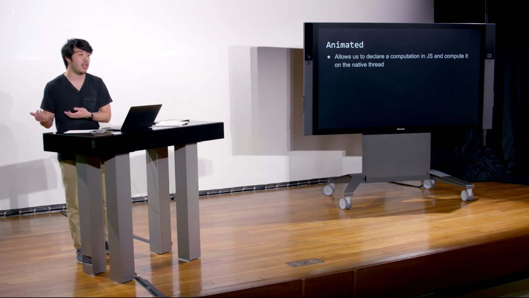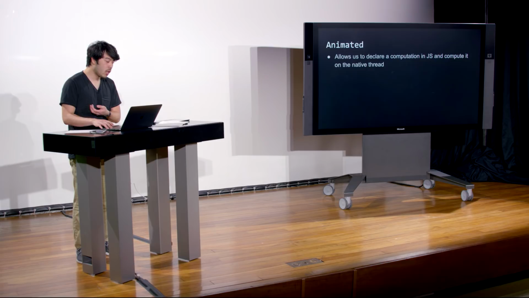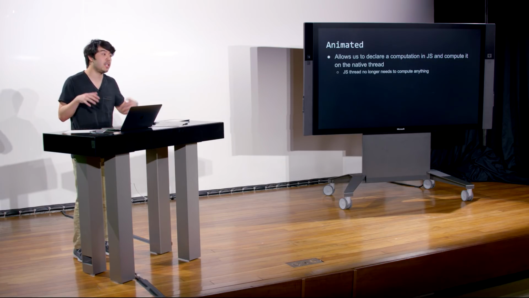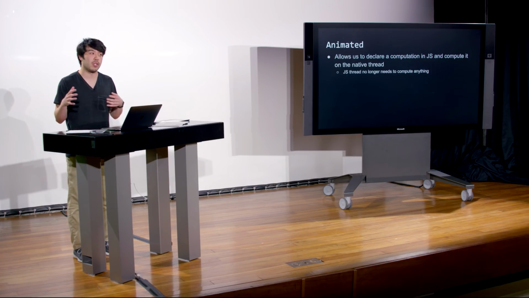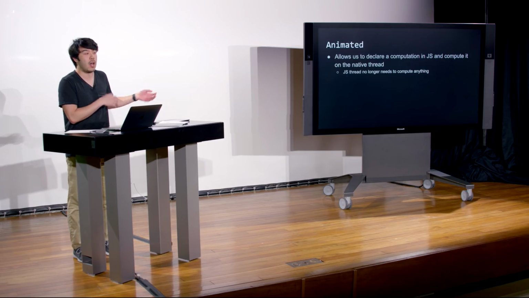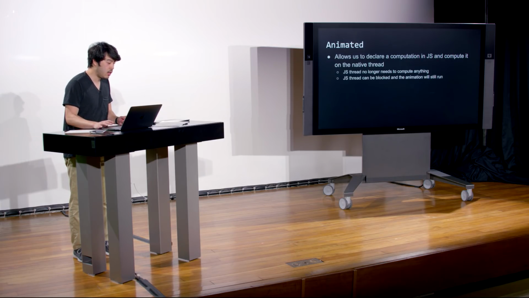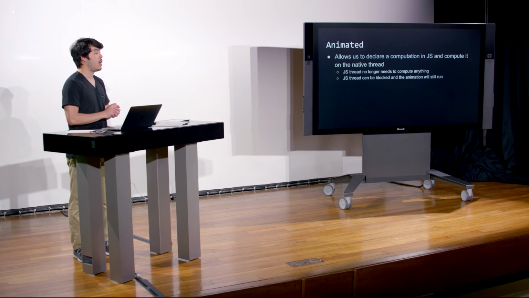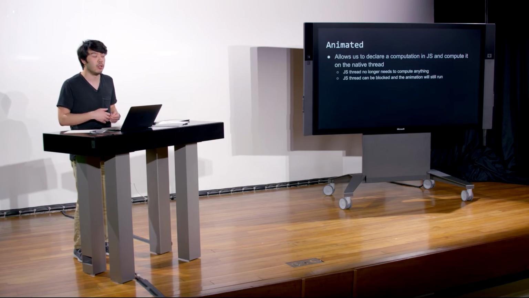And it turns out that's already possible. And so there's this API called Animated. This allows us to declare a computation in JavaScript and actually compute it on the native thread. So now the JavaScript thread no longer needs to compute anything. So if this was an expensive computation, it frees up the JavaScript thread to not have to do it. And in addition, the JavaScript thread can be blocked, and the animation will still run. It'll even run smoothly.